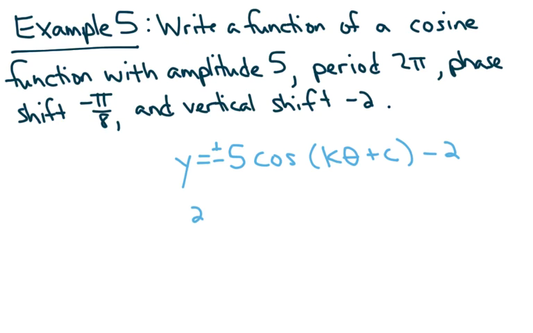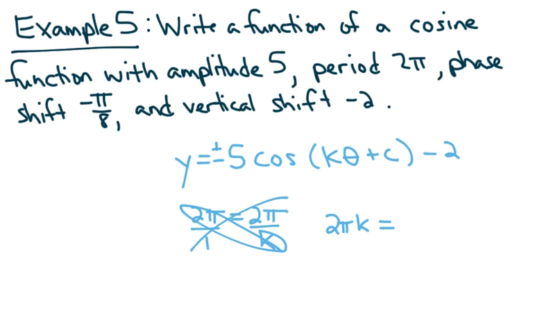So the period is going to equal 2 pi over k. Remember, that's a proportion, so I get 2 pi k is equal to 2 pi. And then in order to get k by itself, we have to divide both sides by 2 pi, and I find out that k is 1. So if k is 1, do I have to write a number there? No, you don't. Or you can put a 1 there if it makes you feel better.